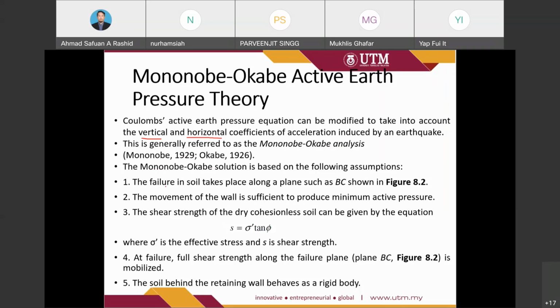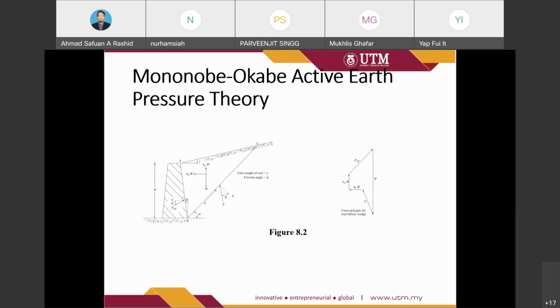The Mononobe-Okabe solution is based on the following assumption. The failure in soil takes place along a plane, such as BC shown in figure 8.2, which is similar to the Coulomb and Rankine approach. This is the condition of the failure. However, there is additional notation here where they include kv and also kh. So there will be a slight change of the force polygon from the static approach by adding kh and also kv.